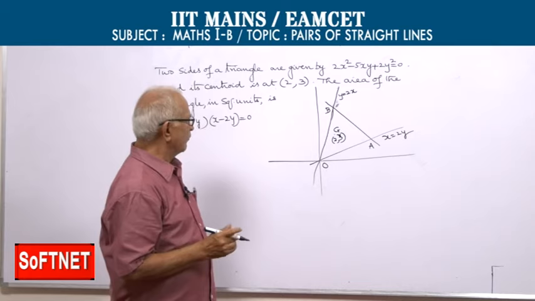Well, mostly we now discuss the questions on the area of the triangle formed by a pair of lines and also another line. Several times you find these questions, at least 8 to 10 times in the previous papers. Two sides of a triangle are represented by the equation 2x square minus 5xy plus 2y square equal to 0.